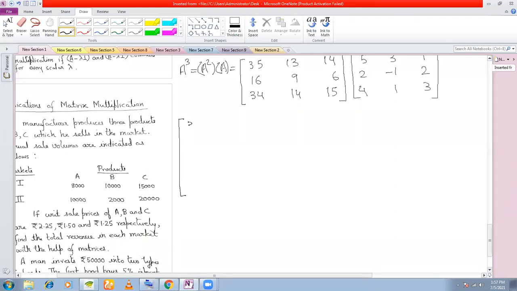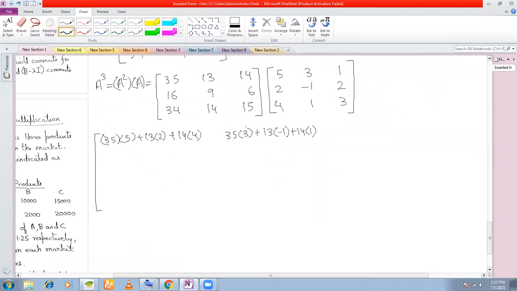What will you get? First row, first column, 35 into 5 plus 13 into 2 plus 14 into 4. First row, second column will be 35 into 3 plus 13 into -1 plus 14 into 1. Right? First row, third column, 35 into 1 plus 13 into 2 plus 14 into 3.